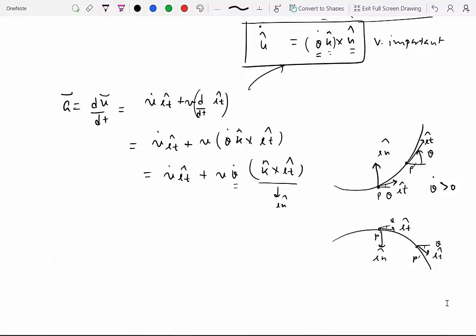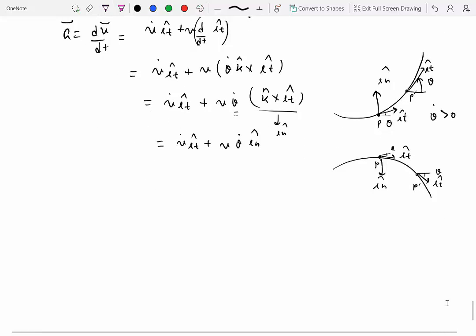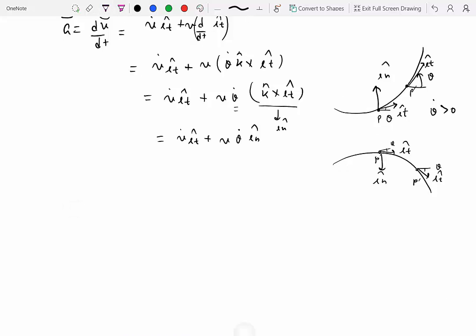So what do we get as a result over here? This is v dot et hat plus v theta dot en hat. Okay, so we have the theta dot over here, but theta dot is not a very good quantity for us because we are really looking for a relationship between velocity and the radius of curvature. So let's see if we can change this.